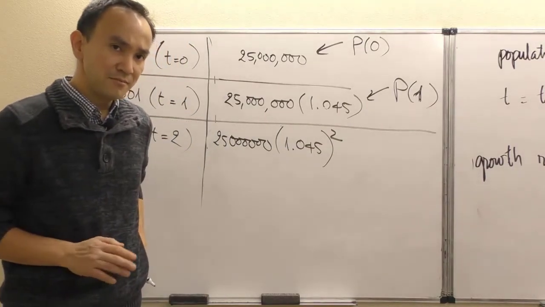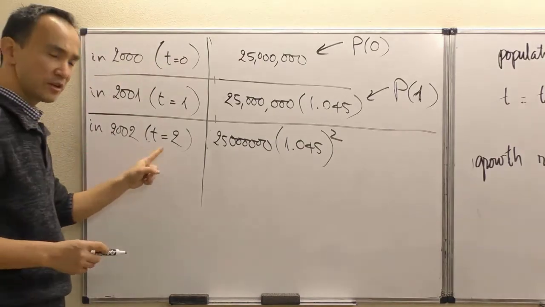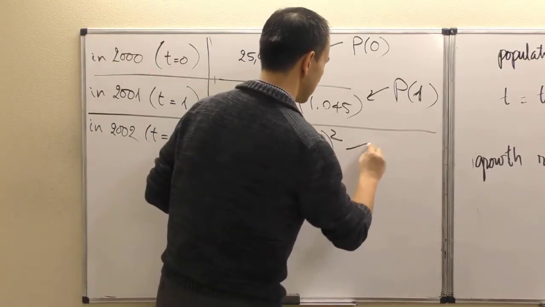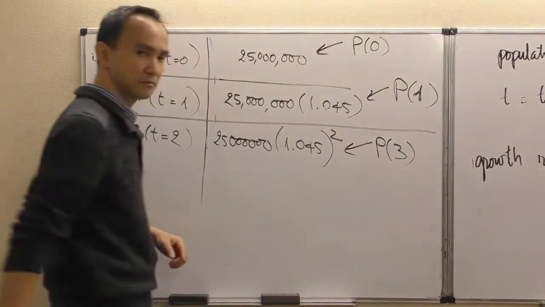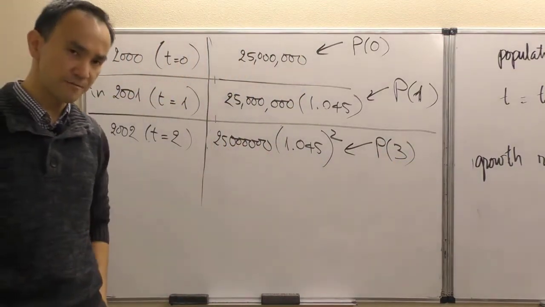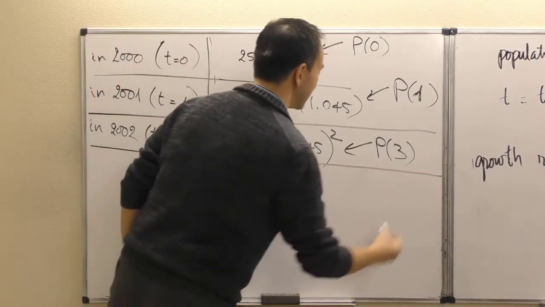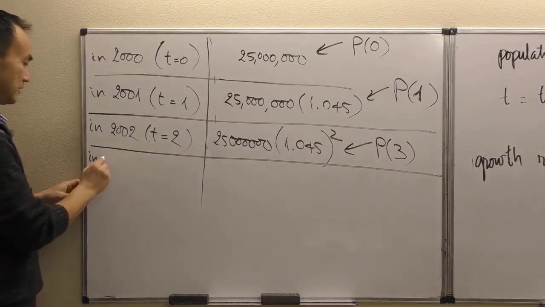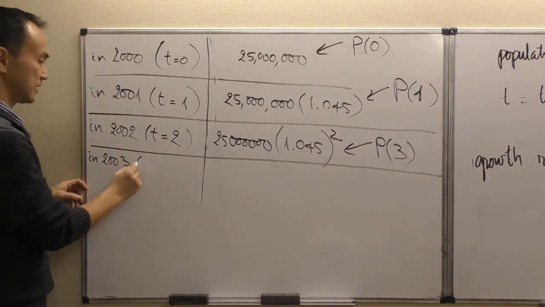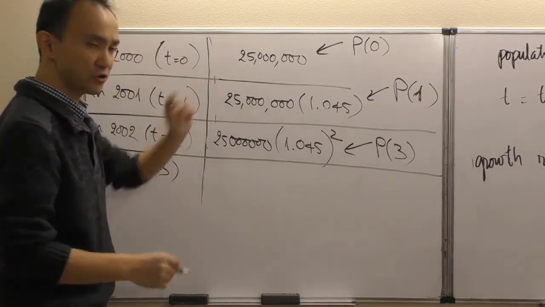All right, let's even try to recognize further. So 2 years gone by, and this value right here, we can understand that as the population when t equals 3, P of 3. And so now in 2003, this is when t equals 3, 3 years later, after that initial time.